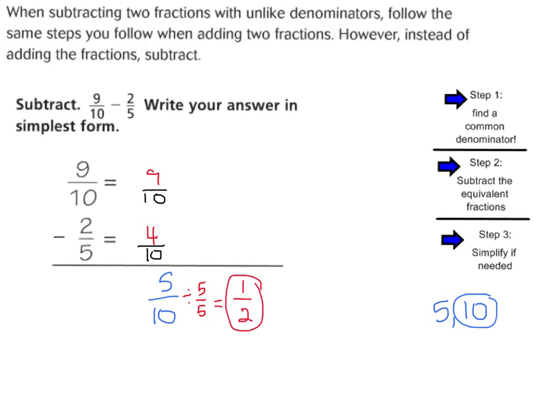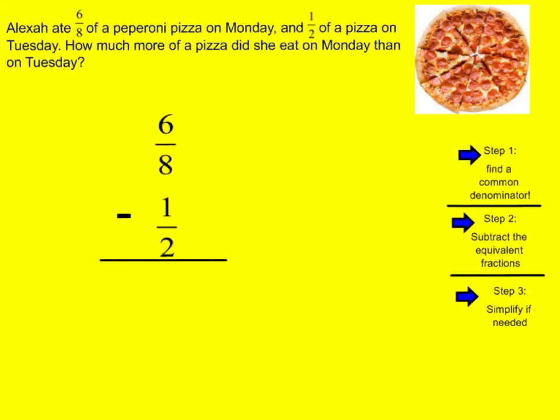So if Jerry had 9/10 of a pizza left on his plate, and he ate 2/5 of the pizza, he still had a half of a pizza left. Speaking of pizza, let's look at this next question. In your packet, go ahead and write 6/8 minus 1/2. And the question says, Alexa ate 6/8 of a pepperoni pizza on Monday and 1/2 of a pizza on Tuesday. How much more of a pizza did she eat on Monday than Tuesday? The words how much more than means we're comparing, and comparing means you subtract.